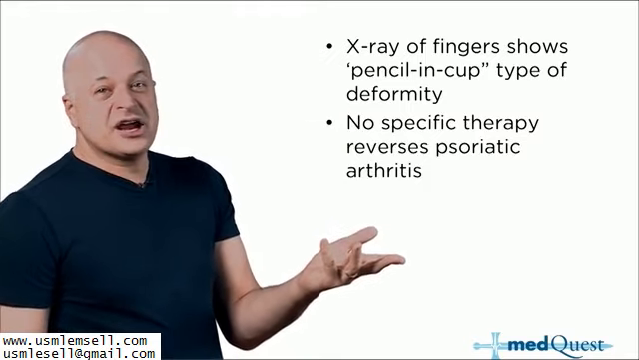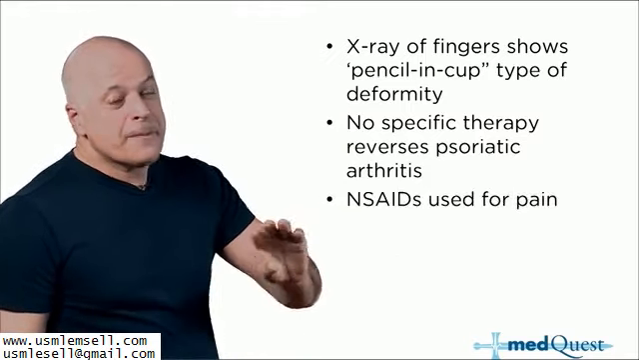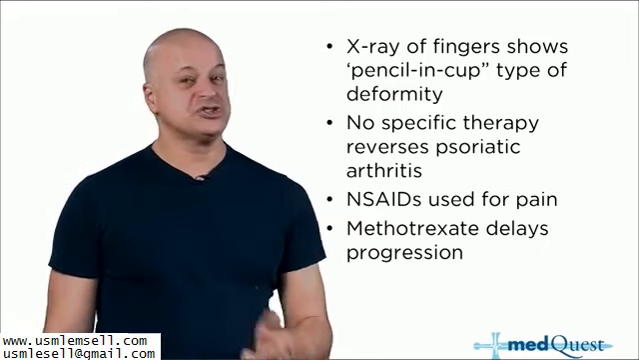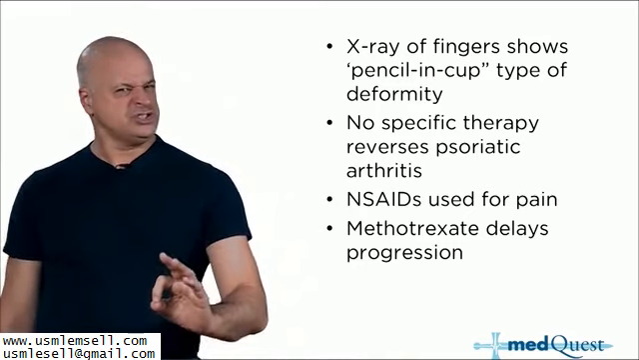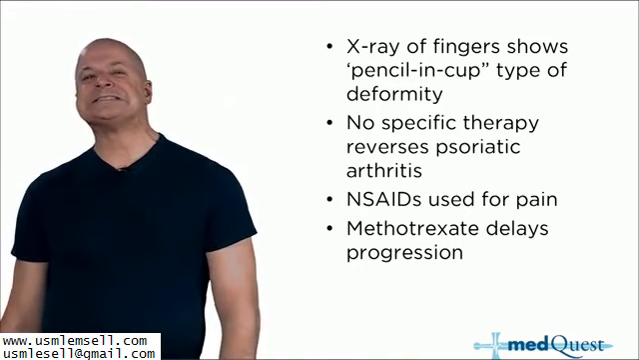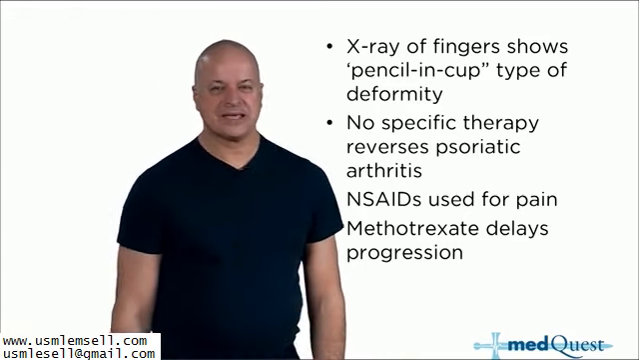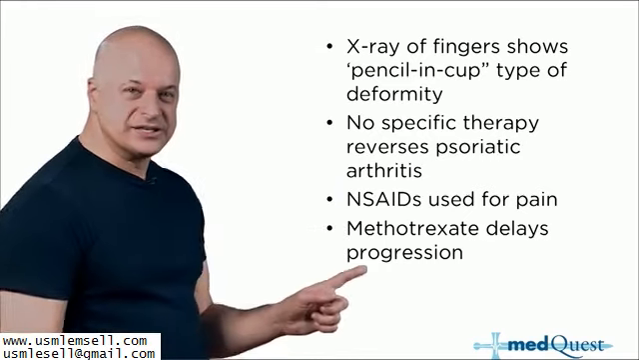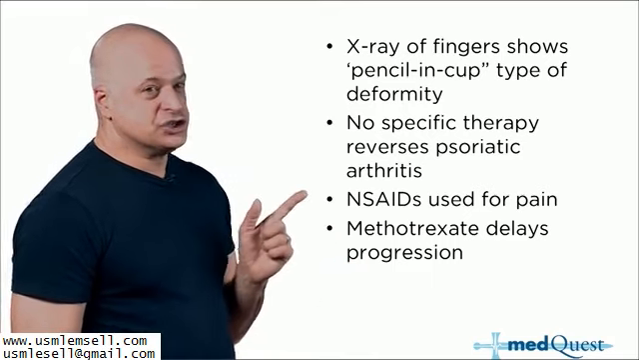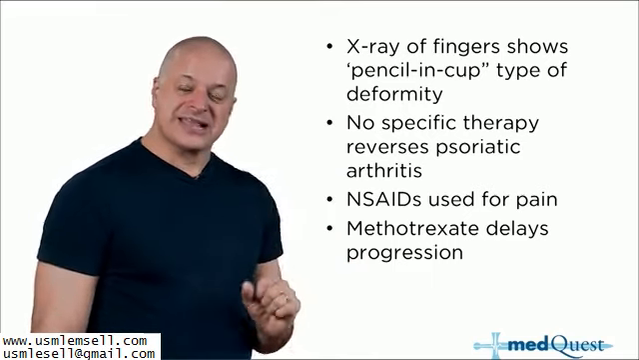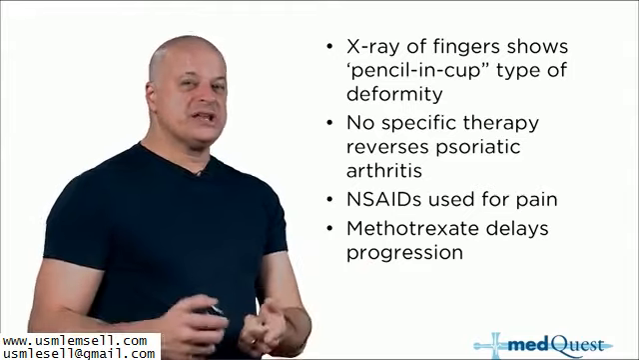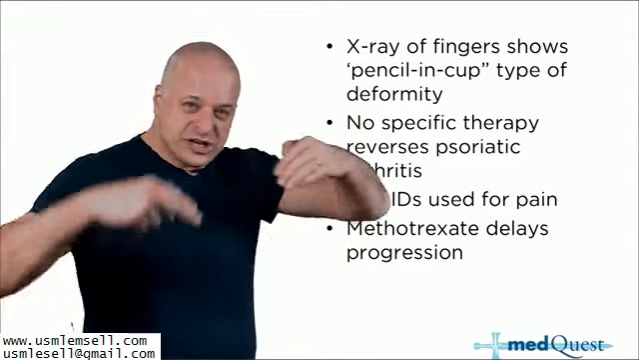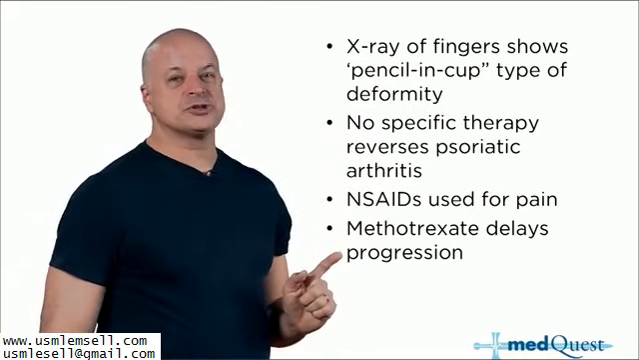And no specific therapy exactly reverses it, but methotrexate can be used to stop progression. So there's a difference between saying reverse, nothing reverses it, and prevents progression, methotrexate. Methotrexate is good for the distal skeleton like that because of psoriatic arthritis. What do you need to know about it? Seronegative, nail pitting, pencil and cup deformity of the bones that come down to a narrowed point, and methotrexate.